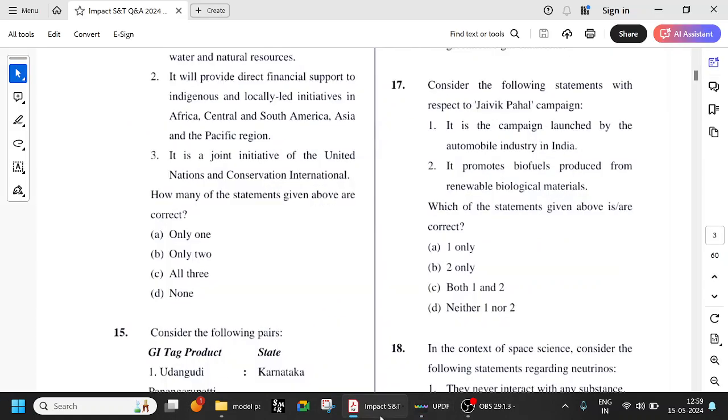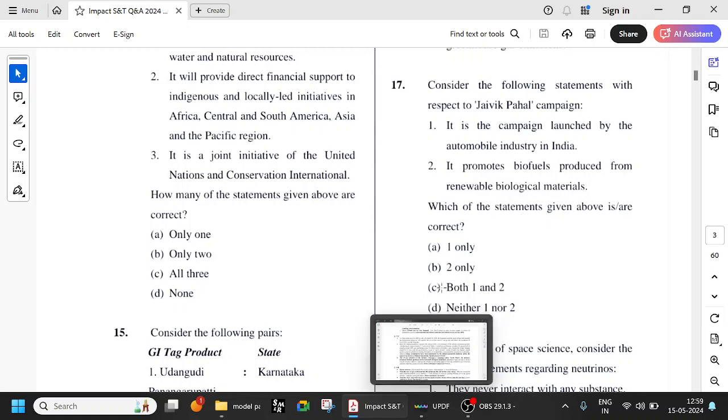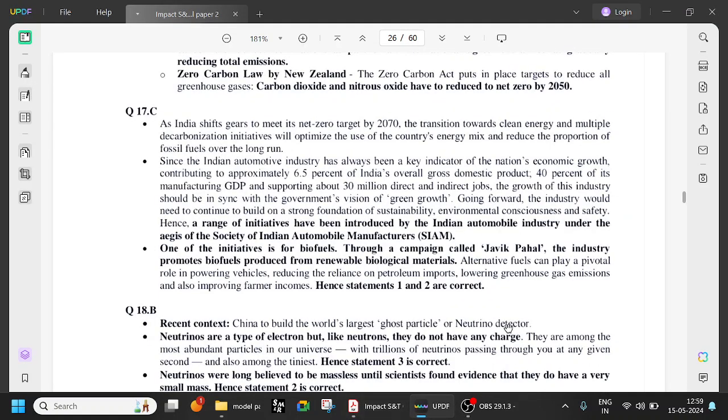We also saw what the various stages of biofuels are. Okay, one, two, three, four. So consider the following statements with respect to the Jaivik Pahal campaign. It is the campaign launched by the automobile industry, which is true. It promotes biofuels produced from renewable biological methods. So both one and two are true. So the 17th answer is C.